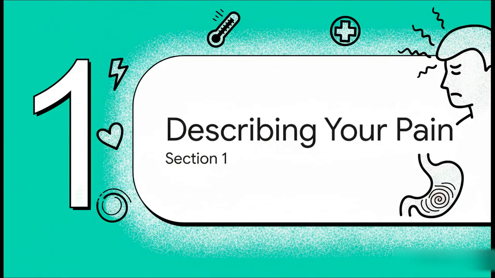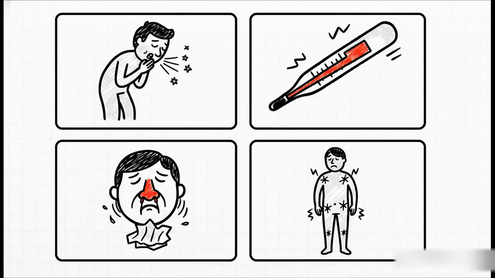Okay, first things first. The biggest hurdle, really, is just explaining your symptoms clearly. So let's start with the basics, how to describe what's actually hurting. You've got to start with the building blocks, right? The basic vocabulary. A cough, that's der Husten. A fever is das Fieber. If you've got a cold or a runny nose, it's der Schnupfen. And for just general aches and pains, the word you need is die Schmerzen. Think of these four words as your essential toolkit.